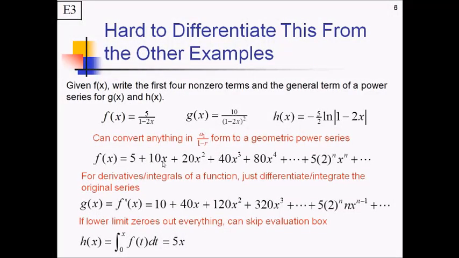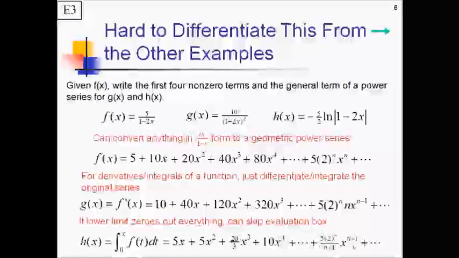All right, so we've got x squared, and 10 divided by 2 is 5, so 5x squared. Next, we're going to have 20 over 3 x cubed. And this is going to be, let's see, 40 over 4, that's just 10x to the fourth. And they just wanted the first 4 non-zero terms, so we're not going to worry about this next term here. We're just going to go straight to the general term. So this is going to be 5 times 2 to the n over n plus 1 times x to the n plus 1.